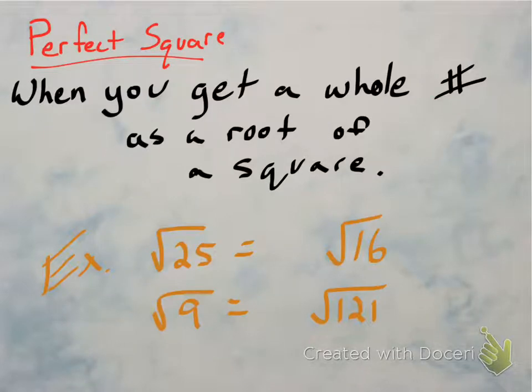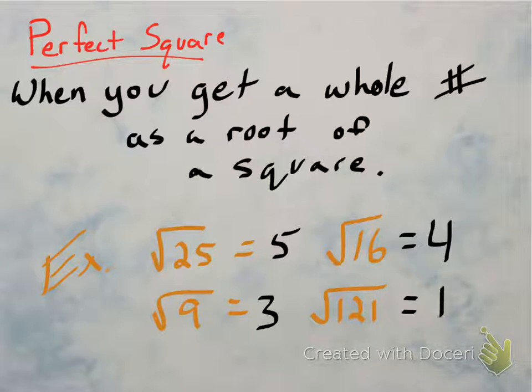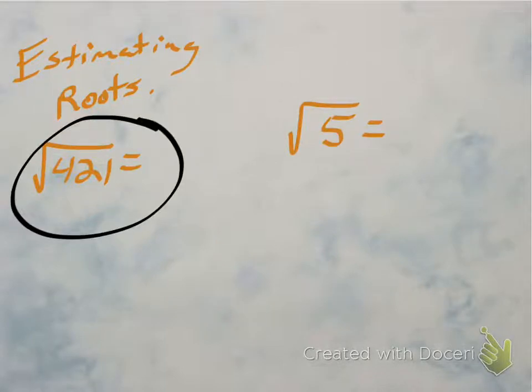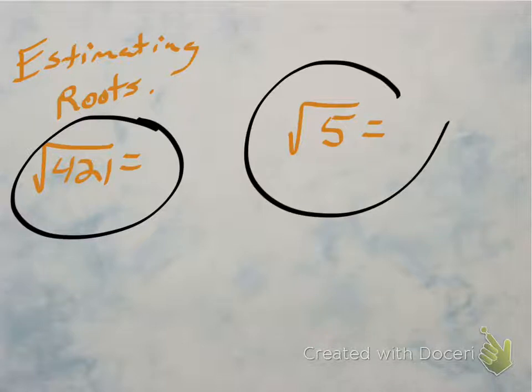Perfect square is when you get a whole number as a root of a square. So like, these are our favorite ones because they're easy. Square root of 25 is 5. That's a whole number. Square root of 9 is 3. Square root of 16 is 4. Square root of 121 is 11. Something that would not be an example would be like the square root of 421 or the square root of 5. We don't know those, so what do?